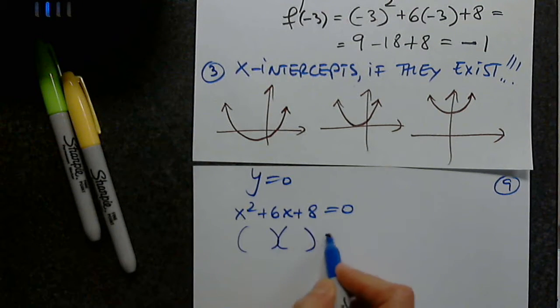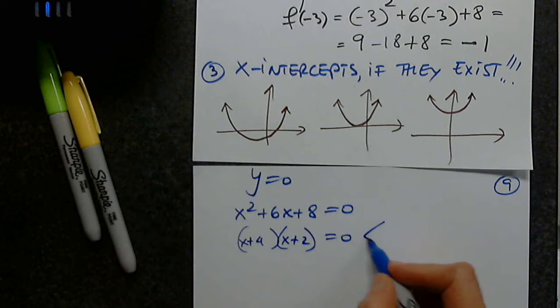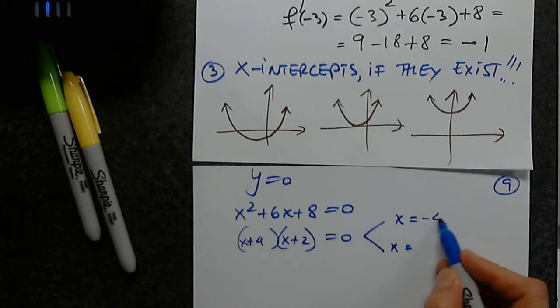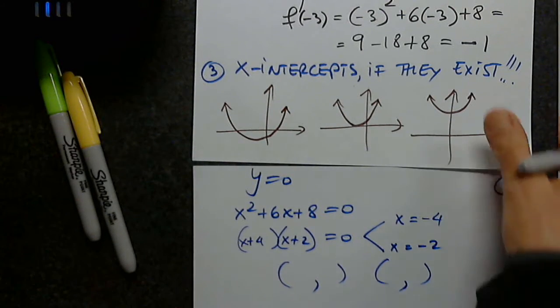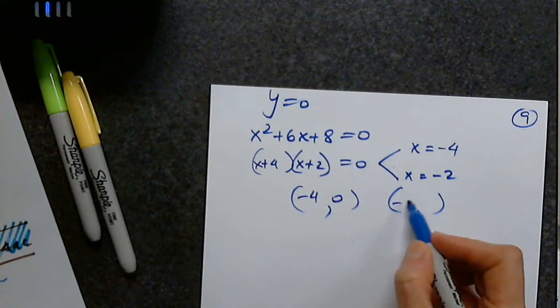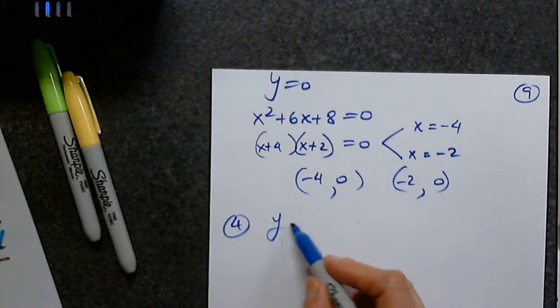So, exactly. So how do I factor? Yes, Shannon? x plus 4 and x plus 2. Awesome. So there are 2 options, x equals. Yes? So what are the ordered pairs then? Very good. The y-intercept always exists.